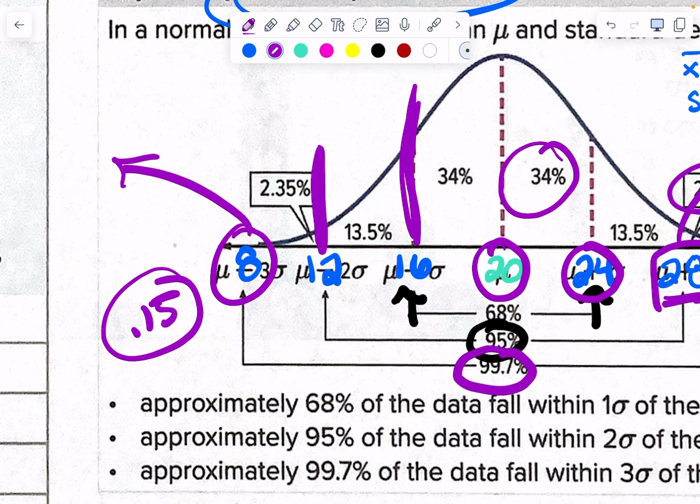This is going to be the type of stuff that you're going to be doing today, right? They're going to give you the average. They're going to give you the standard deviation. You find your numbers, and then you look at the chart and tell about what percent of people are doing whatever, right? Okay, got it?